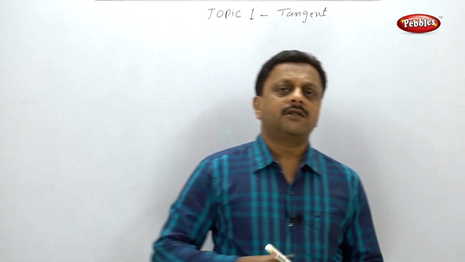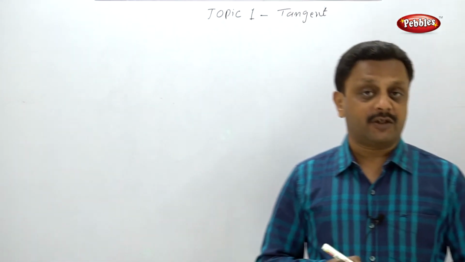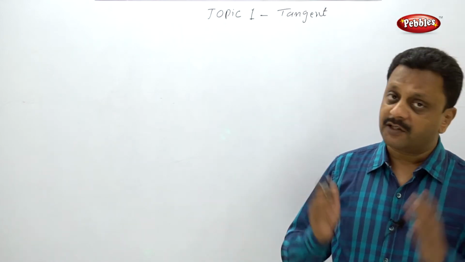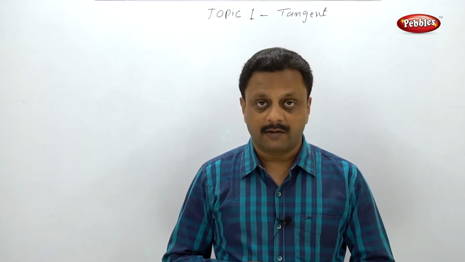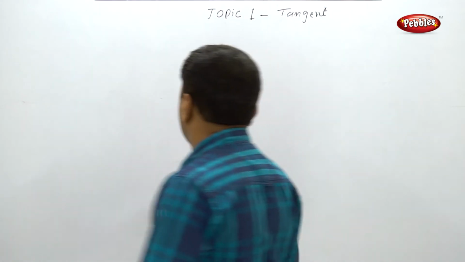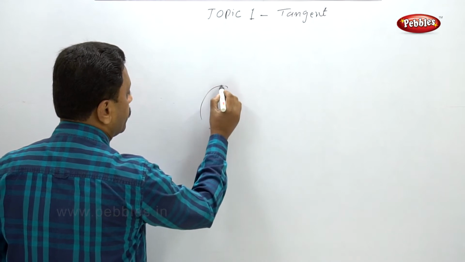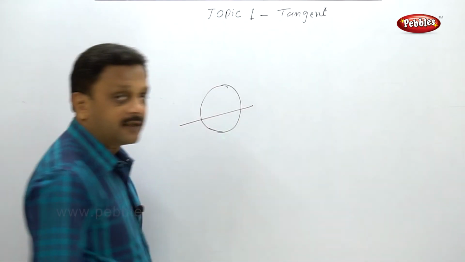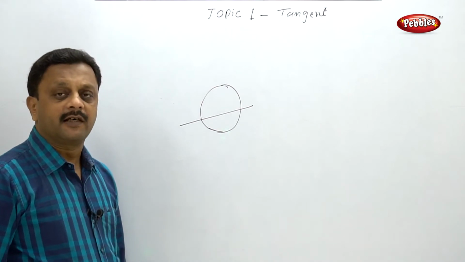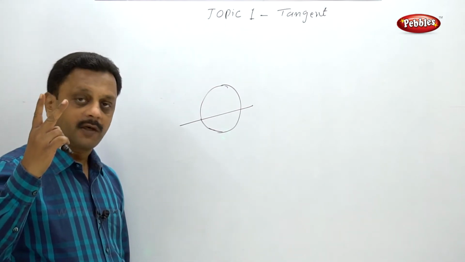Okay, now what is the tangent? What do you mean by the tangent? If there is a circle and any line is intersecting that circle, now you know, if this is the circle, and this is the line intersecting the circle, it will intersect the circle in 2 points, correct?